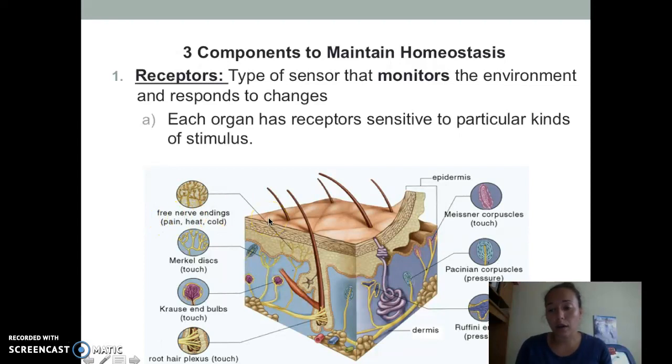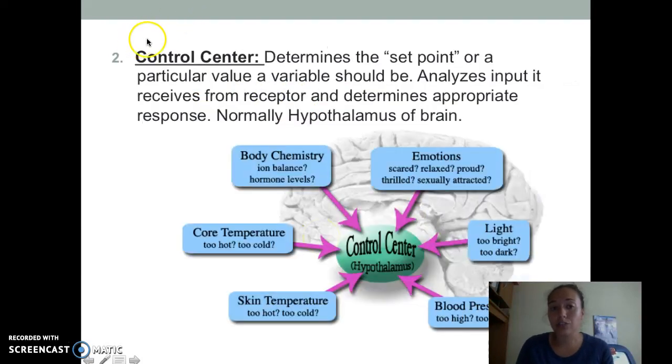So when you walked outside and the temperature was above 98.6 degrees Fahrenheit, these receptor cells, right, you can see these nerves are going to sense that change. And now it's going to send a signal to the second component. So component one is your receptor. Component two is your control center.